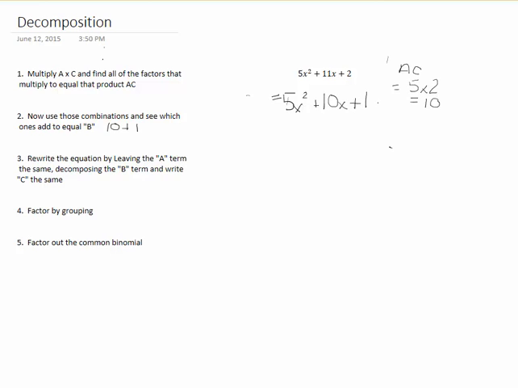plus 1x. Now I'm just going to erase my scrap work here real quick because we don't need to see our a times c information anymore. So if we go back, you can now see that 10 plus 1 still equals 11, so we haven't changed the value. And then we leave the c term the same. Now we can factor by grouping.